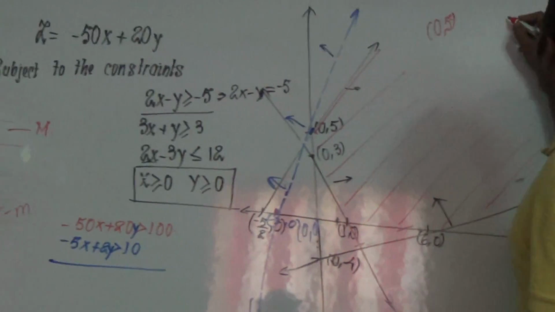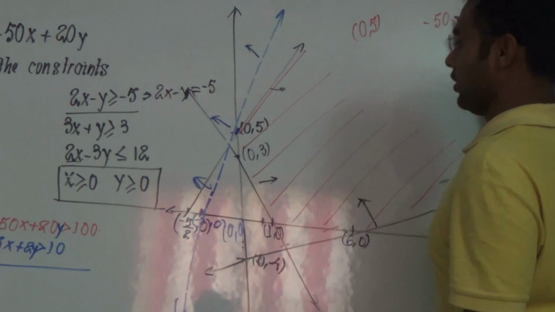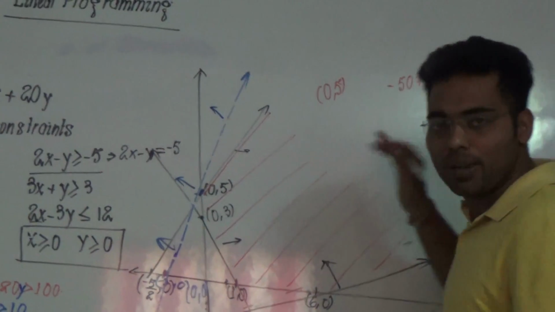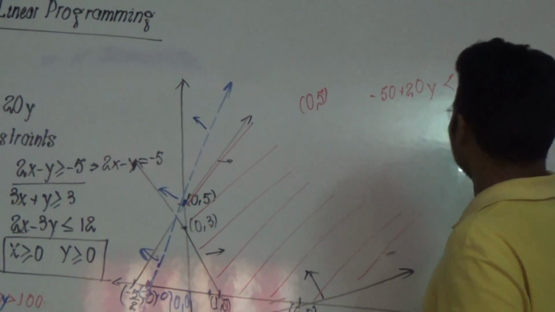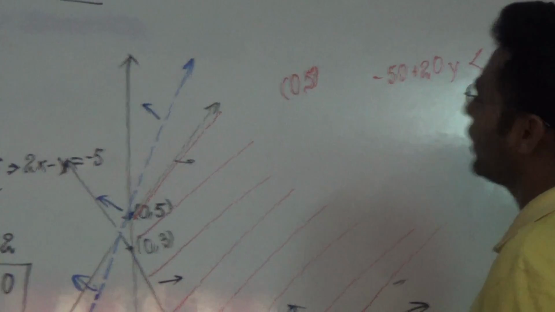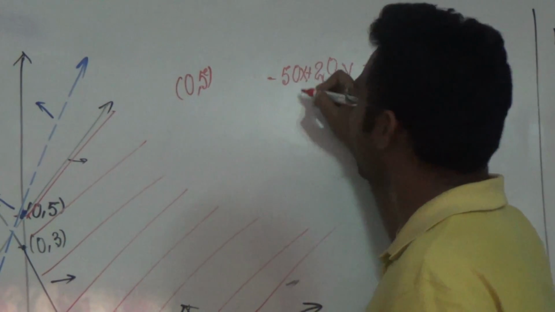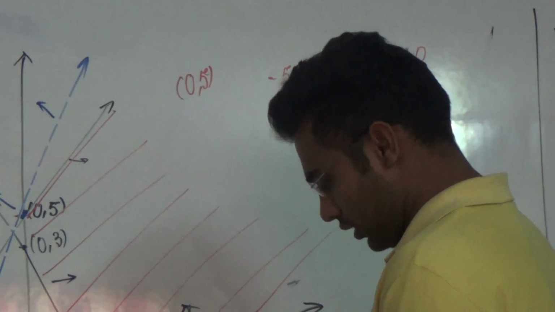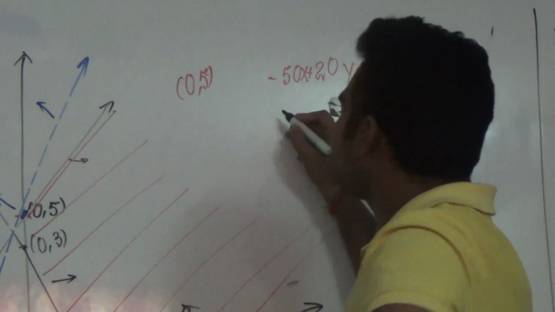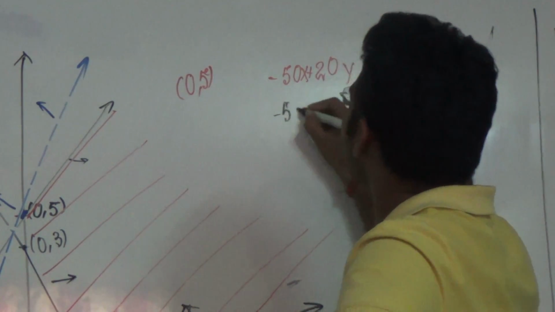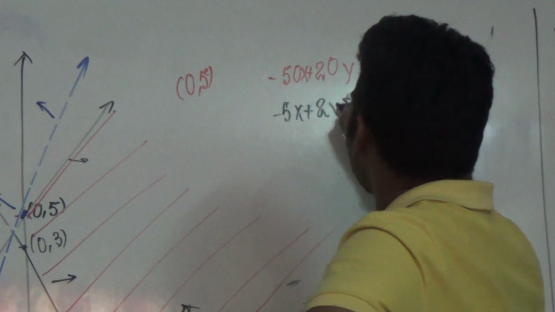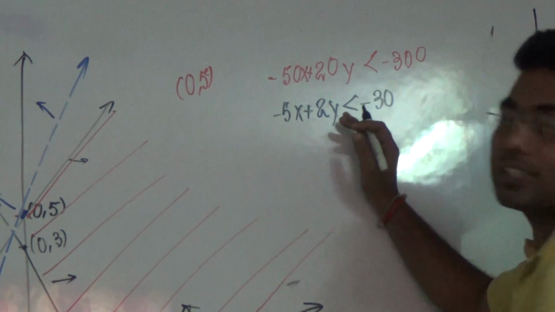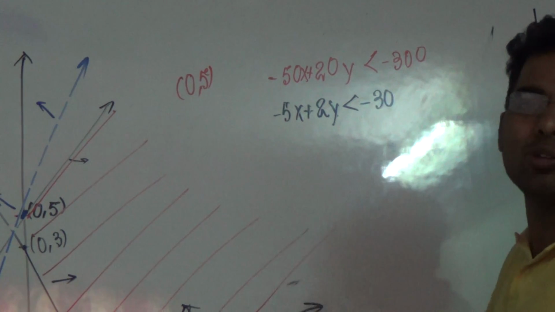Take the objective function, which is negative of 50 plus 20y, and this time since you are minimizing, so less than negative of 300. Okay, excuse me again, I missed out that x. Okay. अच्छा, अब तो चीजें दिख रही हैं बहुत आसान. अब क्या कर लो? Take 10 common, बहुत आसान से negative of 5x plus 2y less than equal to negative of 30. Okay, अब इनको point कर लो.